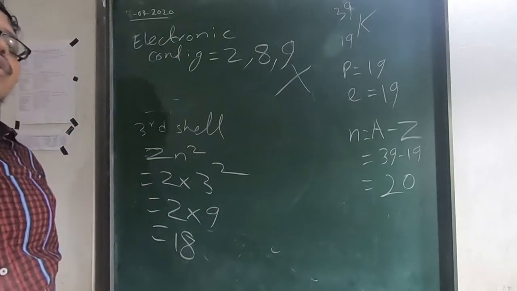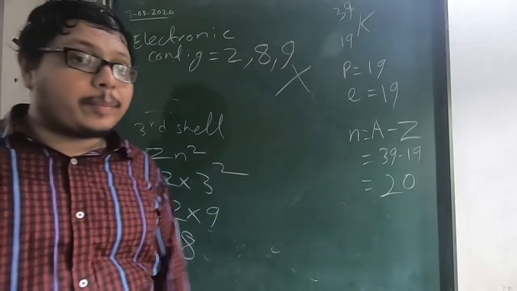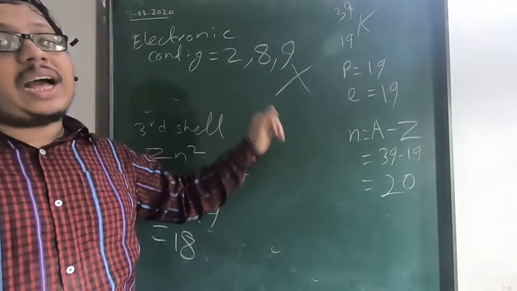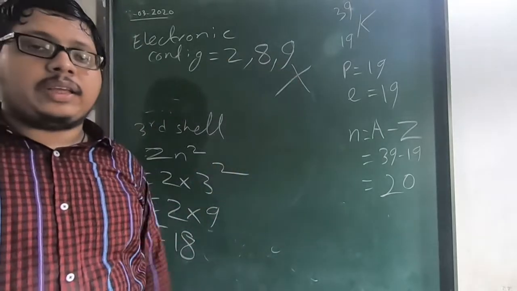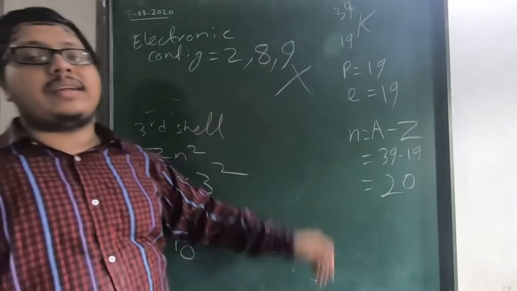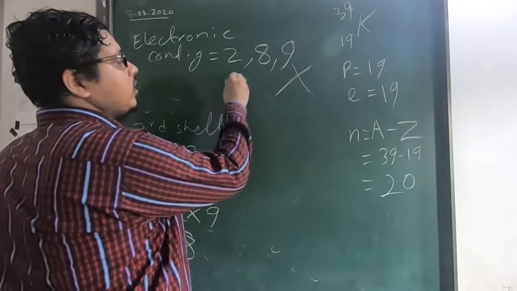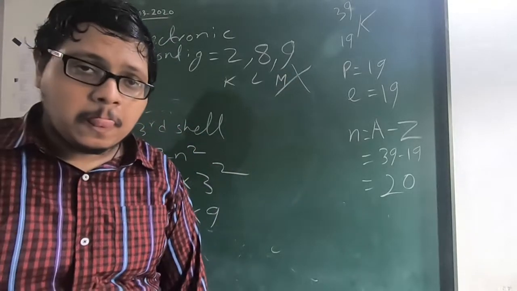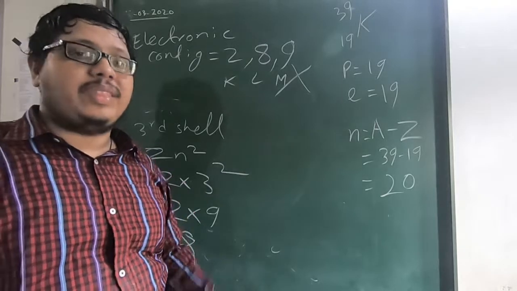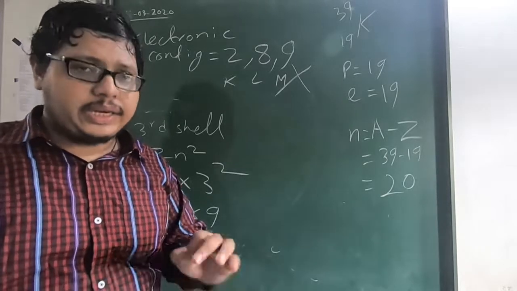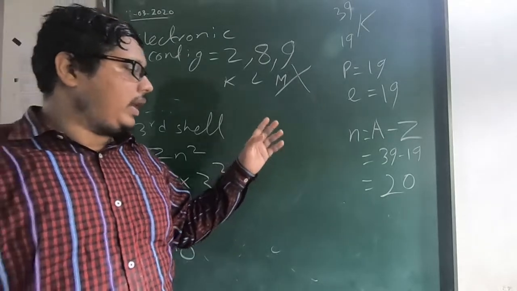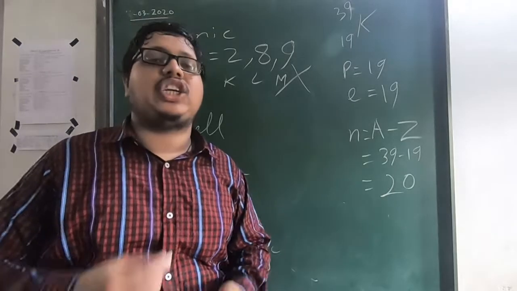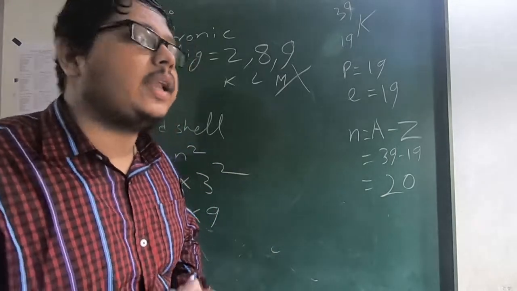But I am not going to do that. Why? Because there is one more rule, remember. The last shell cannot have more than 8. Now, which is the last shell? First, second, third: K, L, M. If this is the K shell, this is the L shell, this is the M shell. The M shell is the last shell. And the last shell is having 9. Now, the last shell cannot have more than 8.